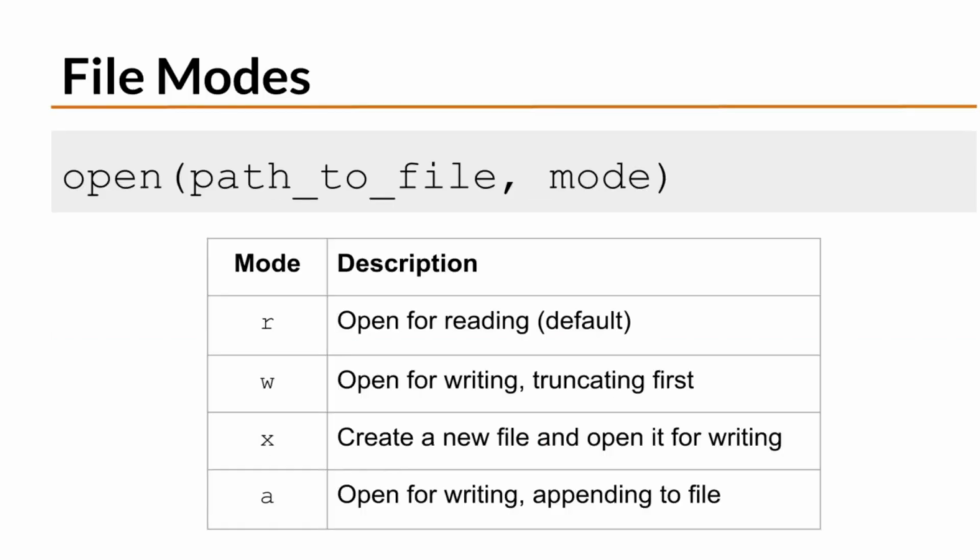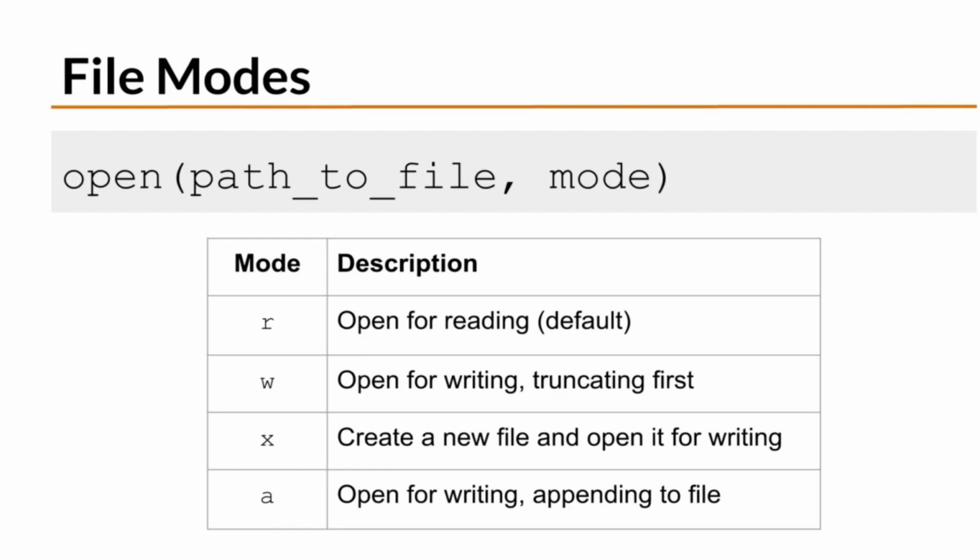When opening a file, you can specify a mode. To do so, first pass in the file to open to the open built-in function, then follow it with a comma, and then supply the mode. So far, we've been using the default mode of R, which opens a file in read-only mode.